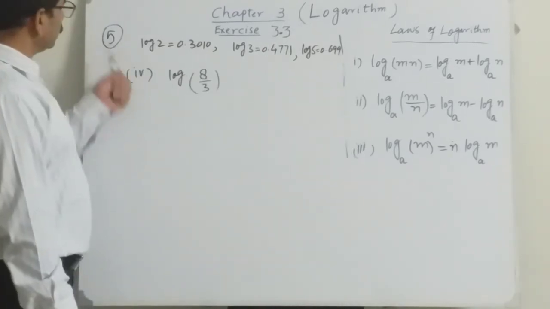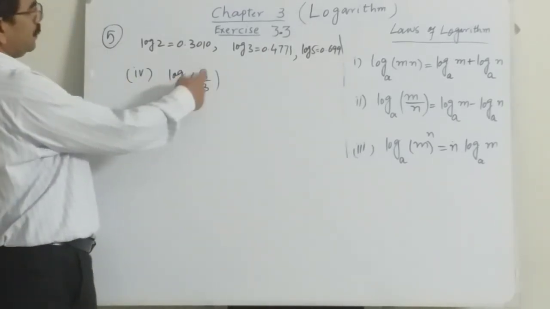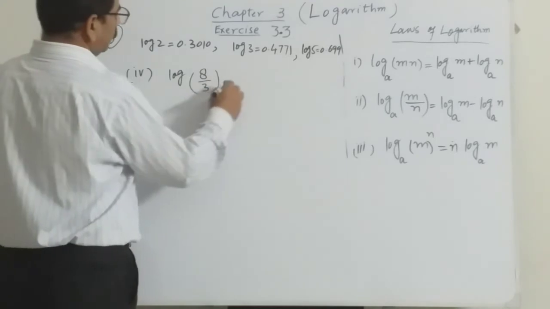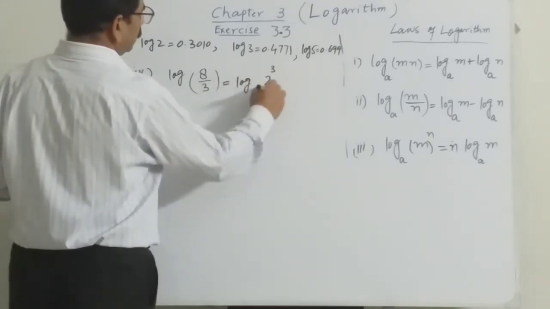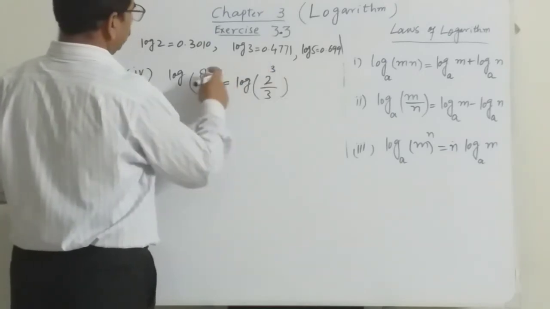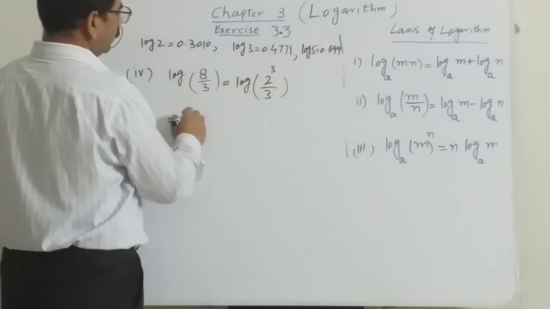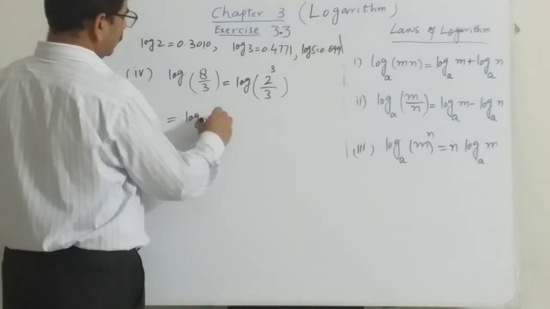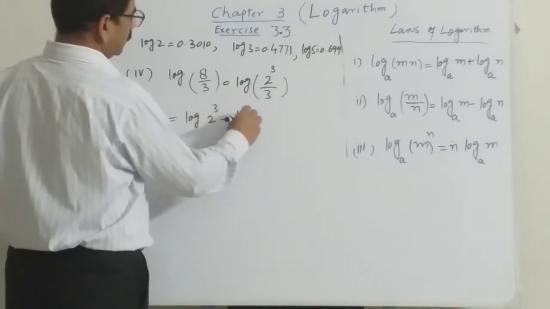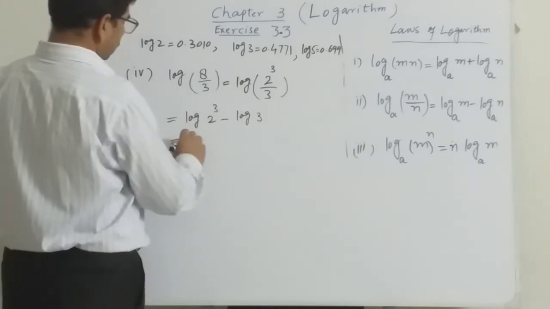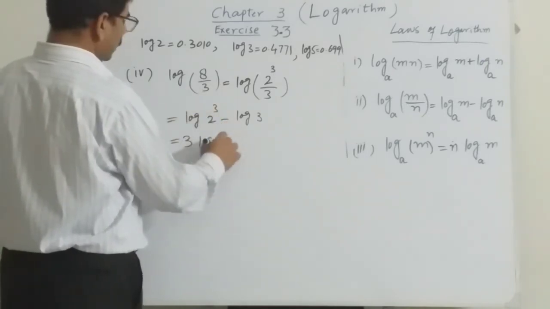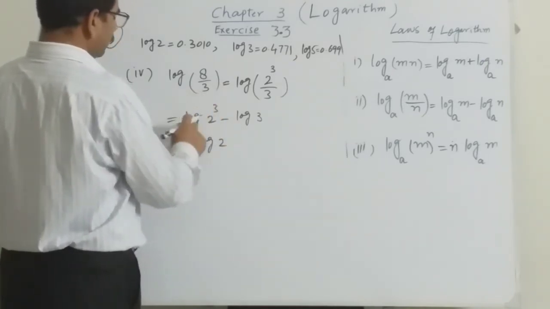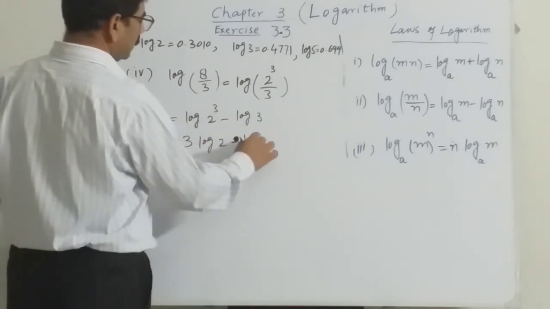In fourth part of question number 5, we have to find the value of log of 8 over 3. We can write it as log 2 power 3 over 3, because 2 power 3 will be equal to 8, and we will write it as log of 2 power 3 minus log of 3. This will be further written as 3 log 2 according to third law. This power will be multiplied with log of 2, minus log 3.